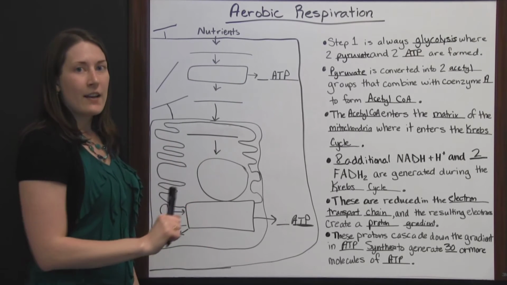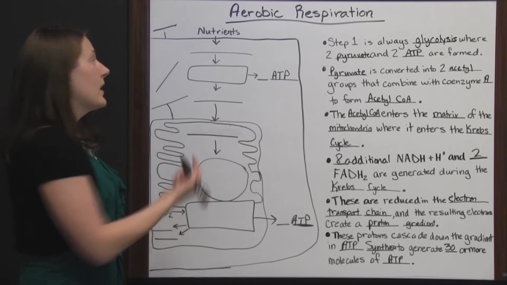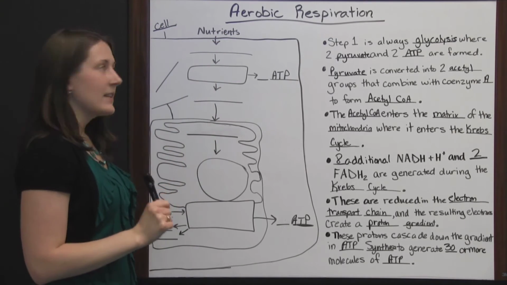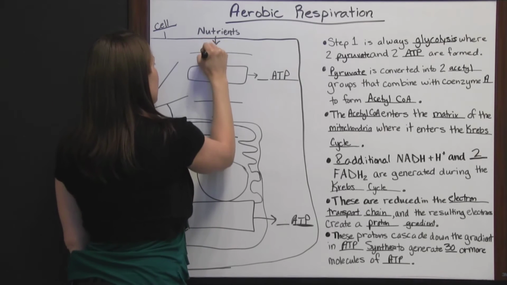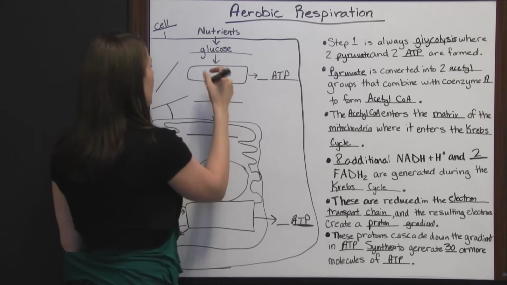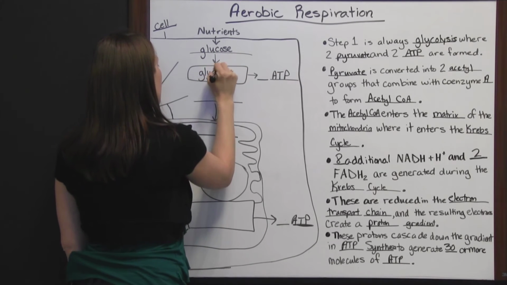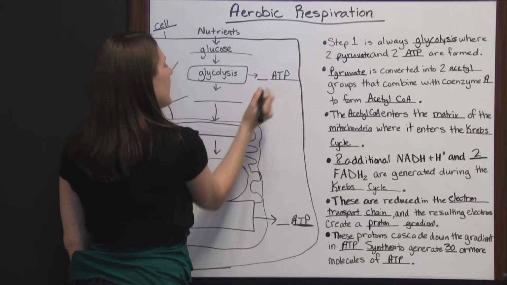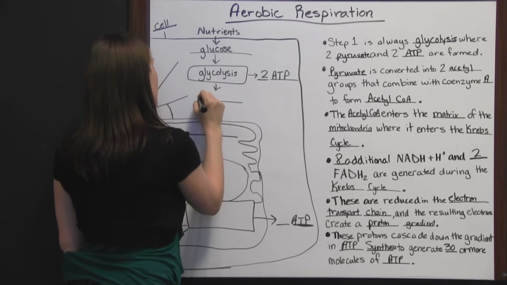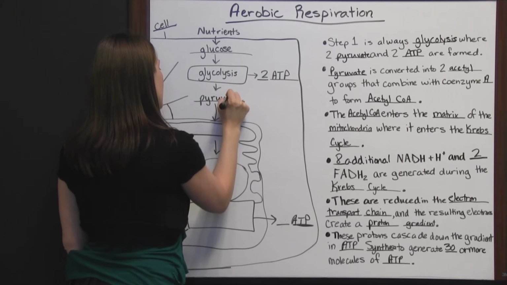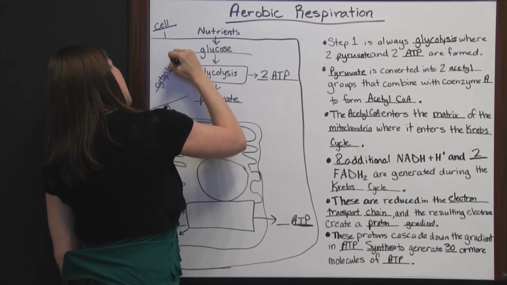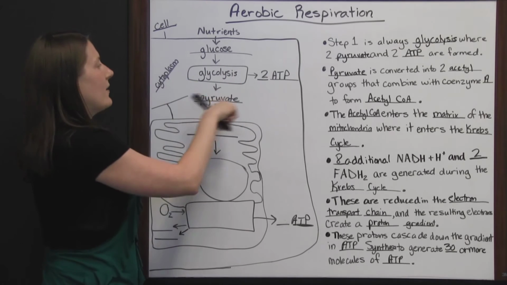So let's look at all this in a diagram, maybe simplify it a little. So we've got our cell, and nutrients are taken into that cell. In the nutrients, we're going to get some glucose. And from 1 molecule of glucose, we are going to carry out glycolysis and get 2 ATP, net energy over here, plus our pyruvate. And all of this happened in the cytoplasm of the cell. So we're inside the cell, but we're in the cytoplasm.